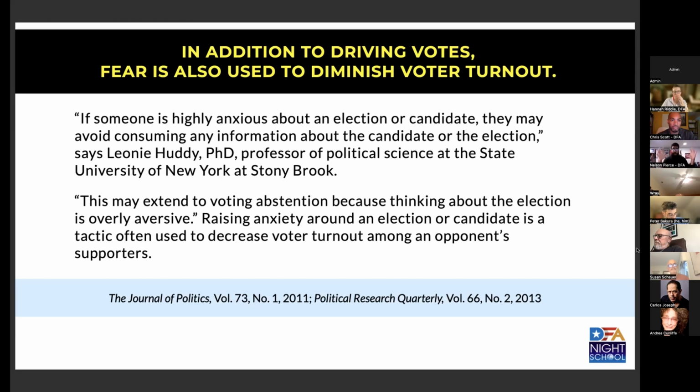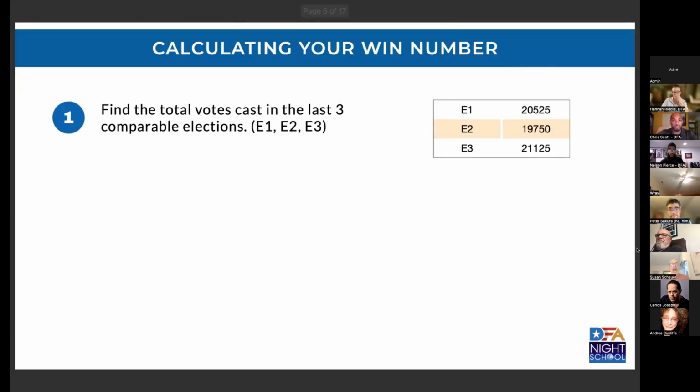And so we'll put a pin in there on the message. We want to move now to talk about win number. How do you calculate that so you know who to talk to? And we're going to walk through this just really quickly, just in case you've never had to do this.